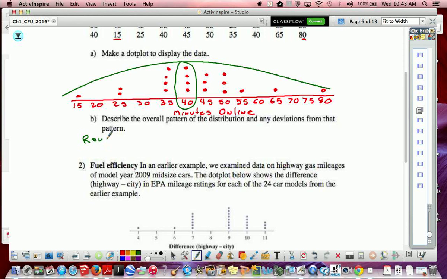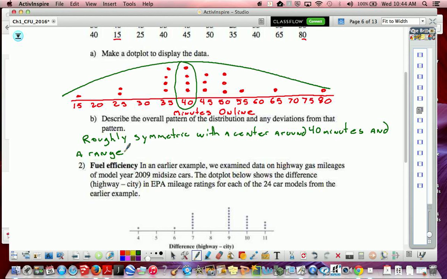So we would say here that it's roughly symmetric with a center around 40 minutes, and since we're going to talk a little bit about the spread of the data, we can talk about the range, max minus min, a range of 65 minutes. Remember, range is max minus min, so 80 minus 15.